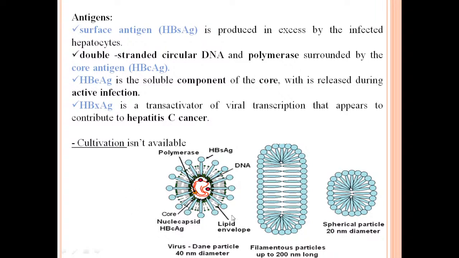So about particles, it is a DNA particle that has all antigens, that is the infectious particle. If it enters, it may infect hepatocytes and cause infection. Filamentous particle and spherical particle, you can see that they have no these antigens, they are non-infectious. Cultivation of hepatitis B virus is not available, is not used.